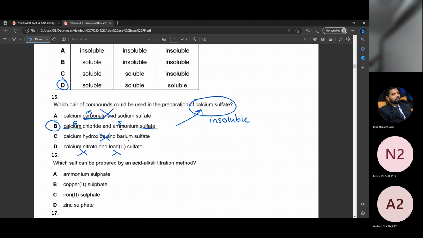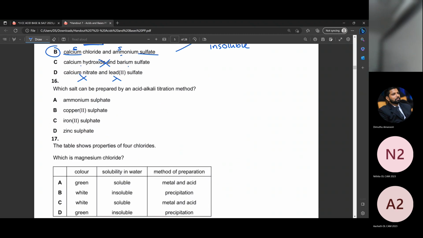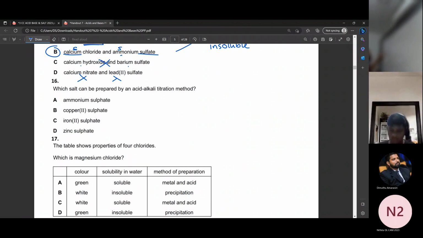Here we are behind the schedule. Let's move on. Which salt can be prepared by an acid alkali reaction? Then pass. Acid alkali reaction. These are all transition metal salts. They are all in what method? Excess solid method. Rule of thumb I told you today: transition methods are excess solid. So then ammonium salts and group 1 salts are titration.